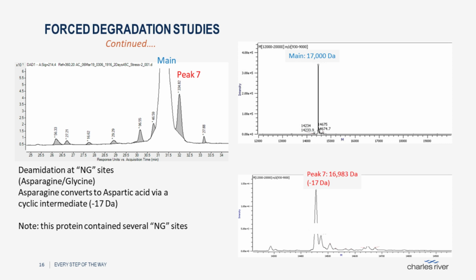So proteins often come with deamidation sites. So these are asparagine, glycine, or NG sites. These are particularly susceptible to deamidation, where asparagine is converted to aspartic acid, and there's a cyclic intermediate that's observed quite often. It's at minus 17 Daltons. And so this is just showing that the bottom trace on the right-hand side is peak 7, which is being assigned as the cyclic intermediate of a deamidation peak. Some of these other peaks then were also assigned as deamidations and oxidations.